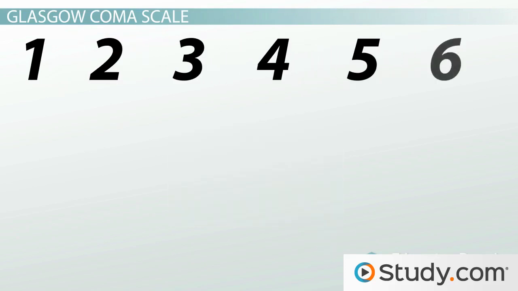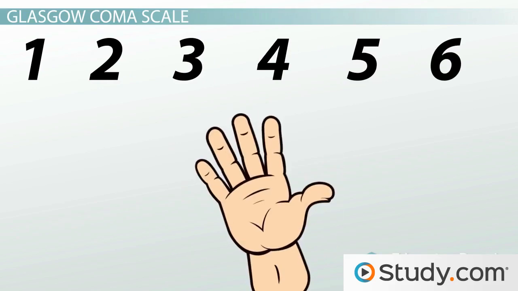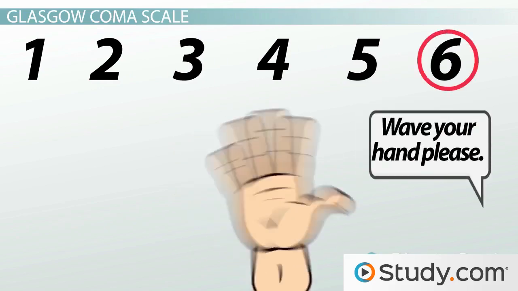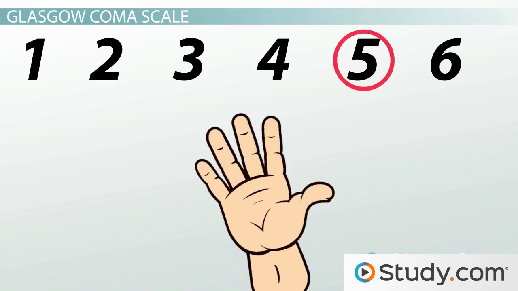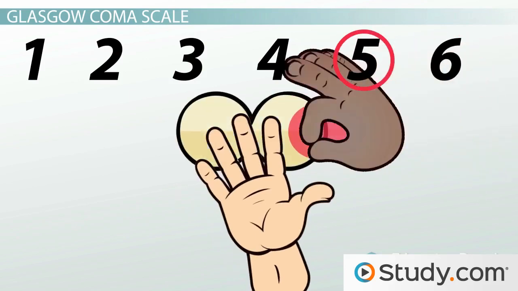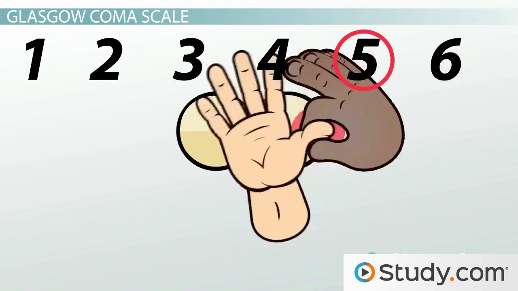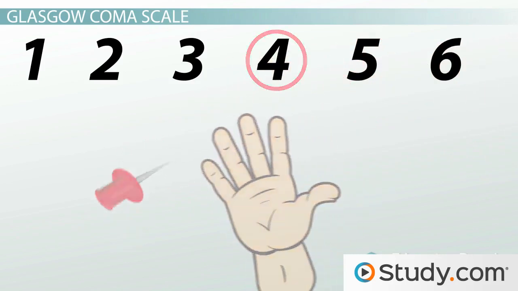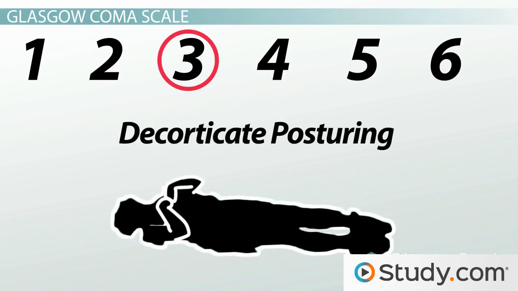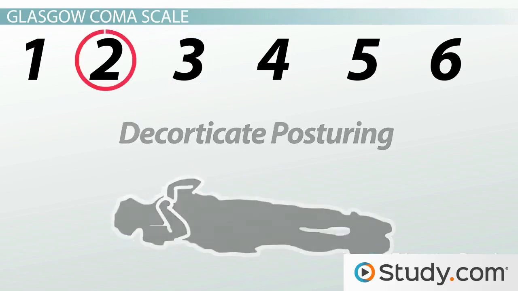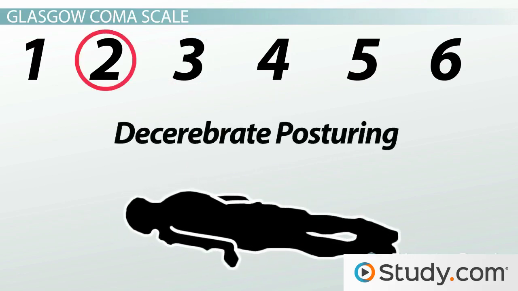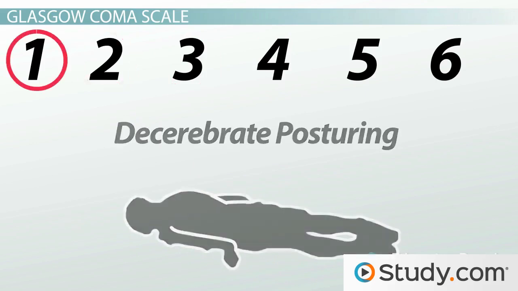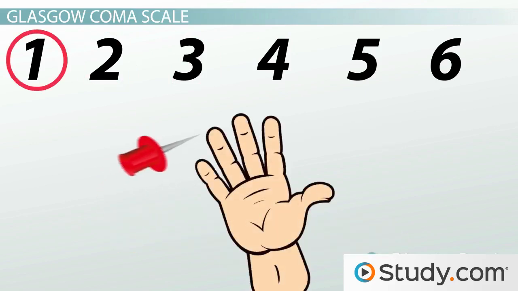Finally, for the motor response, there are 6 total grades. A 6 is given when commands for movement are obeyed. A 5 when a person can localize a painful stimulus by purposefully moving towards it. A 4 if they simply withdraw from the painful stimulus. A 3 for abnormal flexion in response to pain. A 2 if the painful stimulus causes extension instead of flexion. And a 1 if there is no response to pain.